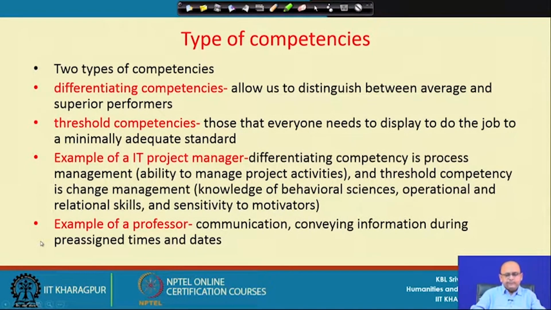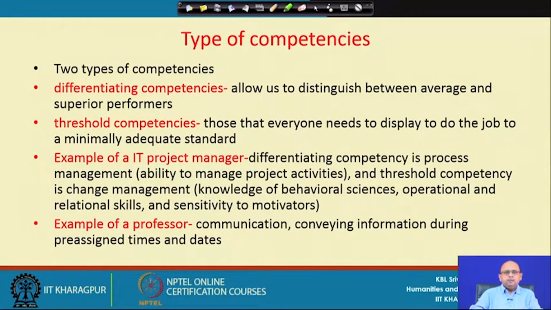Now, what are the different kinds of competencies? Differentiating competencies and threshold competencies. Threshold competencies means that you have the minimum standard or minimum competency, knowledge and skill base to reach a standard performance level, right. And differentiating competencies means that you are above average, so your performance would be much better. Those who have threshold competencies would be able to achieve standard performance level, and those who differentiate themselves by having a high level of competencies would be able to reach above average and superior performance.